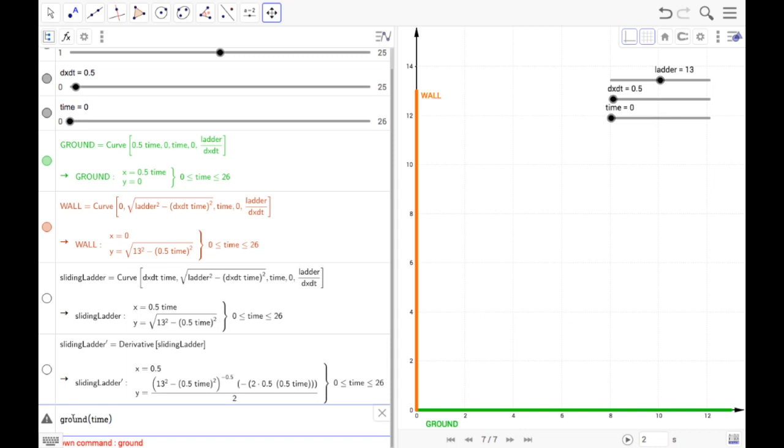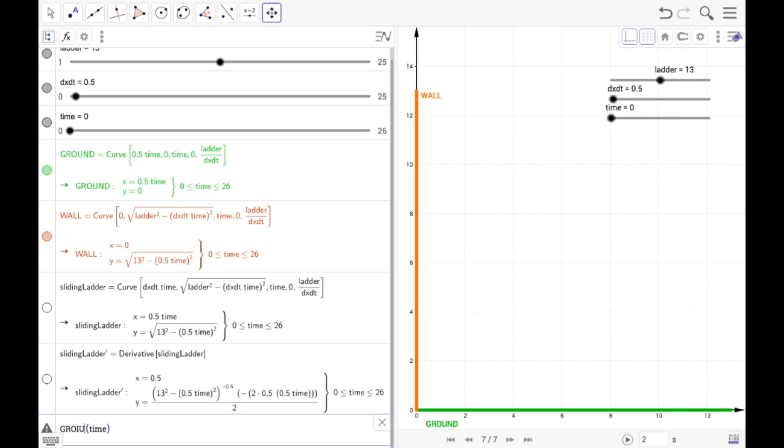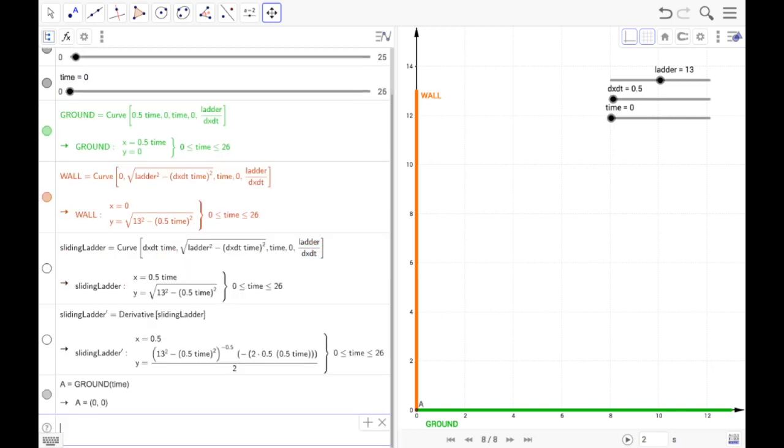And you know what, I think I need to capitalize. I think it's case sensitive, so let's try that in capital Ground. Alright, and that's the ground at time 0, and then we're going to put in the wall at time 0.